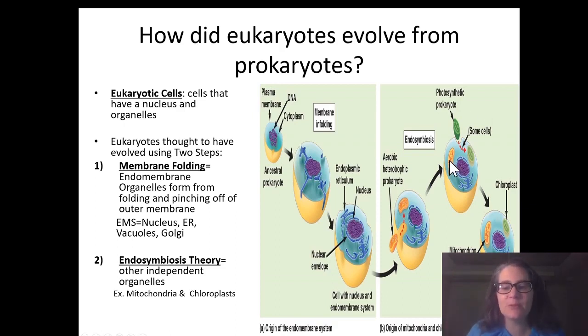Those loops of DNA have been researched both in the mitochondria and the chloroplast, and we can actually link them back to different kinds of ancestors. Like, we think the chloroplast might have come from something like a cyanobacteria, one of these photosynthetic prokaryotes that still occur on Earth's surface today. So that is the second step. Endomembrane system organelles occur by folding and pinching off of the membrane, and then the second step is engulfing other prokaryotes and creating these independent organelles, the mitochondria and chloroplasts, for example.